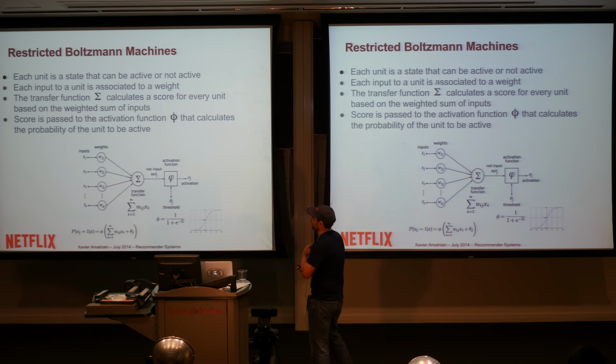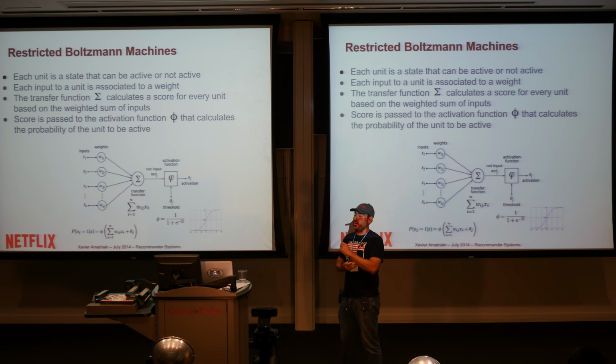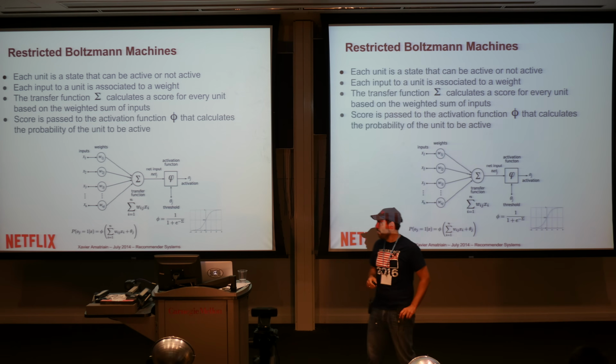And one of the things that got deep learning started, although at this point it was still not deep learning, was this idea of having restricted Boltzmann machines.